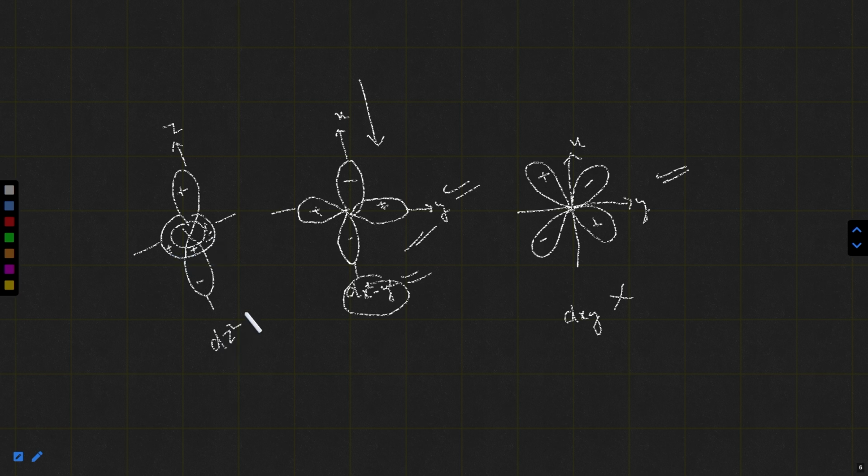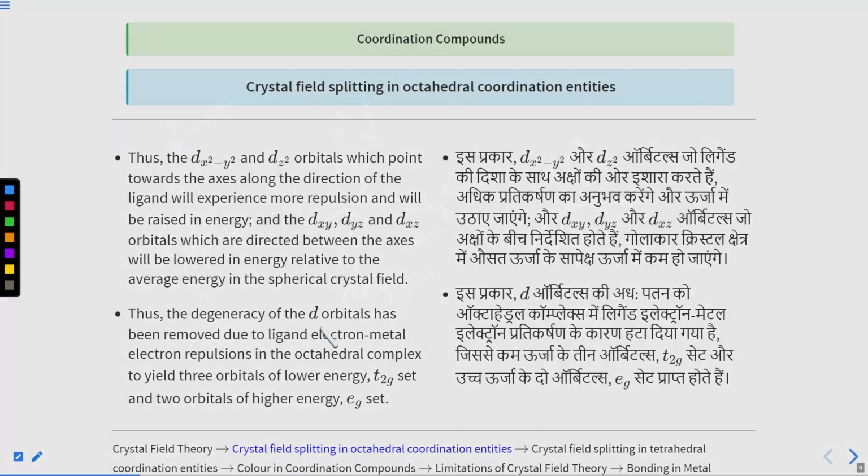This is termed as dz square. Now, both of these orbitals are along the axis and they will suffer the maximum repulsion. As a result, they will be lifted in energy.